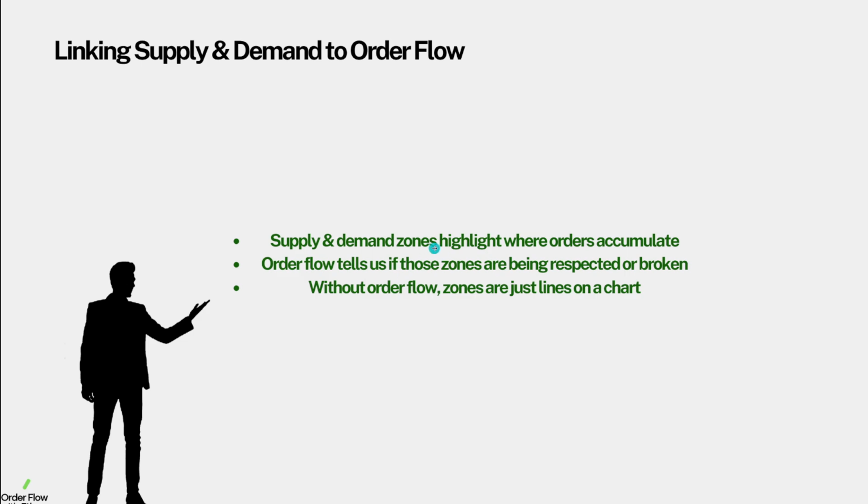When we have a demand zone, where buyers overwhelm the sellers, what we expect from the order flow is to show us if that zone is being respected. If the demand happens once again when the price goes back to that level and tests that price area, we can see what the market is actually doing. It tells us if those zones are being respected or broken, and without the order flow, zones are just lines on a chart.